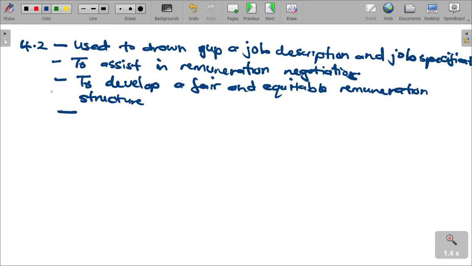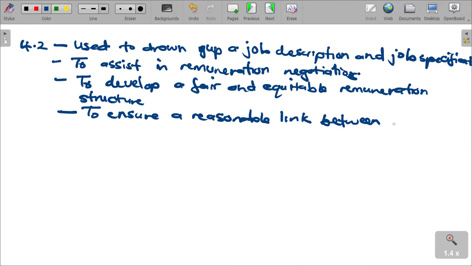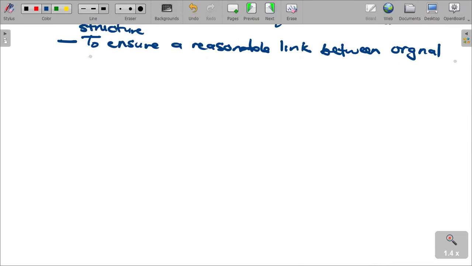And also you can find that job evaluation can also be used to ensure a reasonable link between organizational salary and salaries from other organizations.